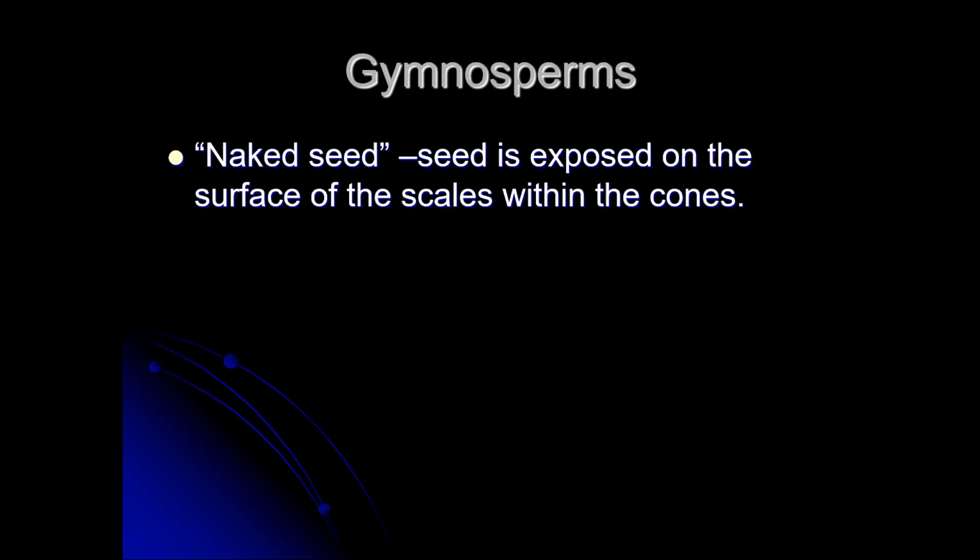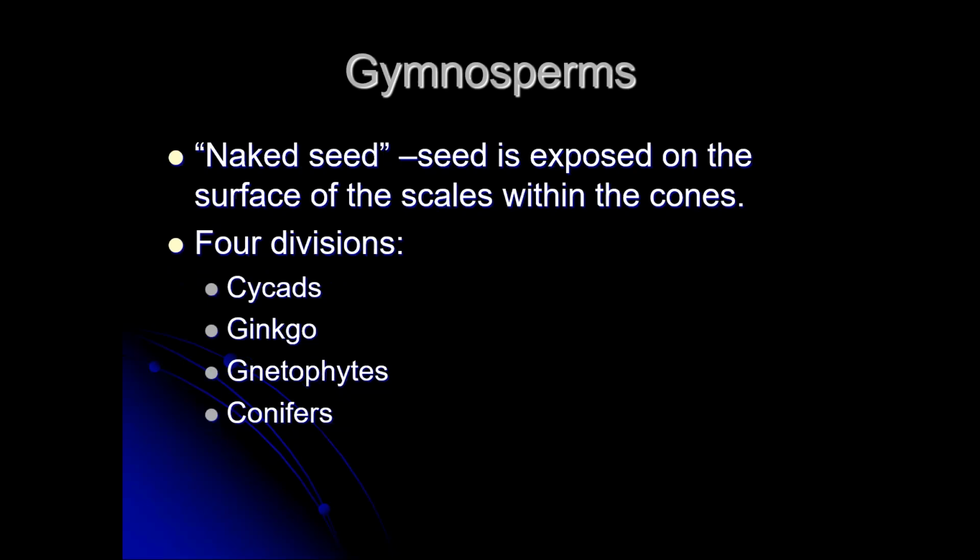So botanically, you're looking at basically a cone where the seed is would be referred to as a cone. The seed's exposed on the surface of scales. So we have four divisions. The common names are cycads, ginkgo, gnetophytes, and conifers.